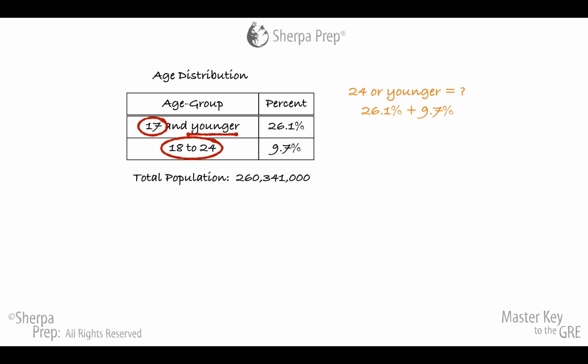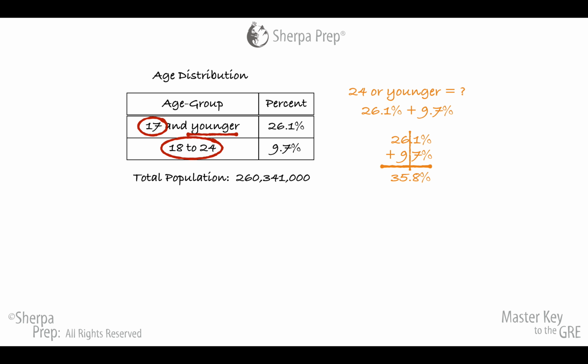Now look, 26.1 plus 9.7%. If that sort of work has you running for the on-screen calculator, let me show you a way to make the math easy. 0.1 plus 0.7 is 0.8. And the 26 plus the 9, think of it as 26 plus 10, which is 36. And then remove 1. In other words, this is really 35.8% of the population.